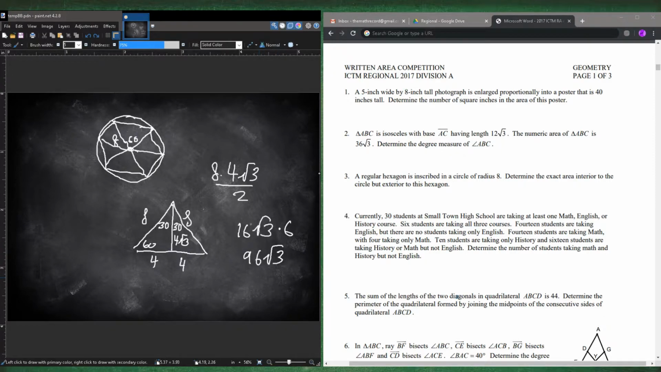But what's the area of our circle? Well, it's pretty simple, right? We already got that the radius is 8. So the area of a circle is pi radius squared. So the area of the entire circle is 64 pi.